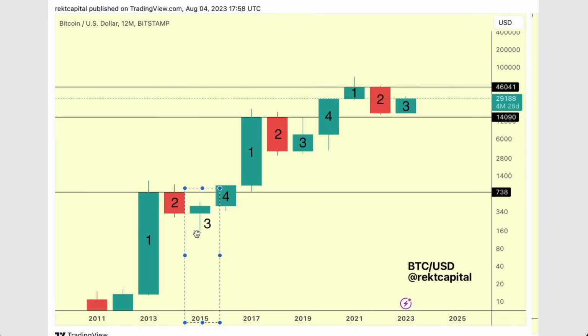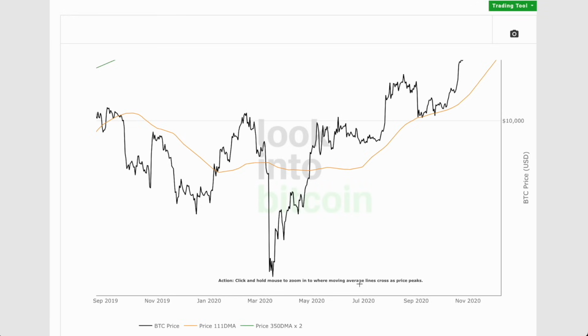So candle 3, the macro accumulation range here, which we see in 2015. And this is a very similar year to 2019 and even 2023 in the respect that these are all macro accumulation ranges. And during this time, we tend to see a lot of oscillation around the 111-day moving average on the Pi Cycle Top Indicator.